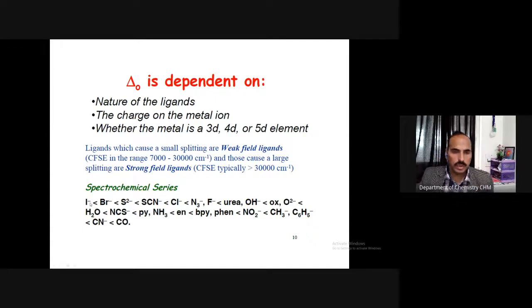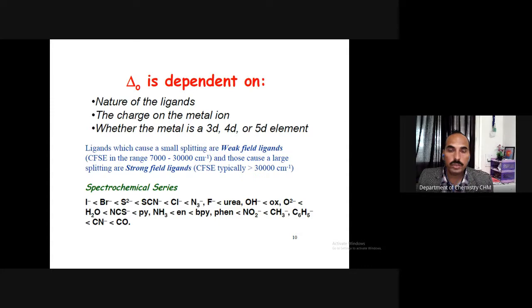Like for example, iodide, bromide, sulfide, they are weak field ligands because they do not cause much splitting of the d orbitals. However, ethylenediamine, ammonia, bipyridine, they are quite strong compared to iodide, bromide, or azide, or urea. Okay, so they are on the right hand side of the series. And finally, cyanide and carbon monoxide cause maximum splitting with any of the given metal ions. Okay, so they are the strongest ligands, right?